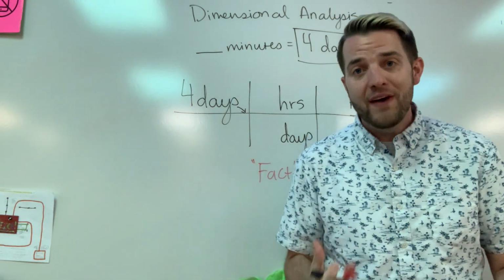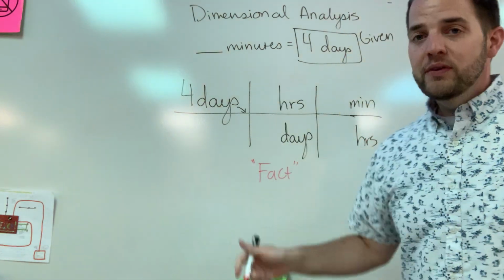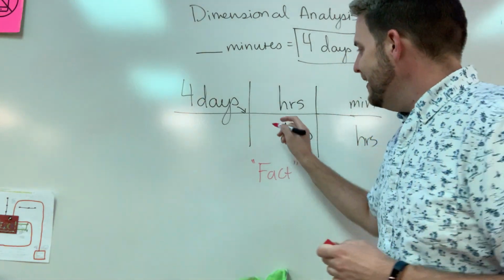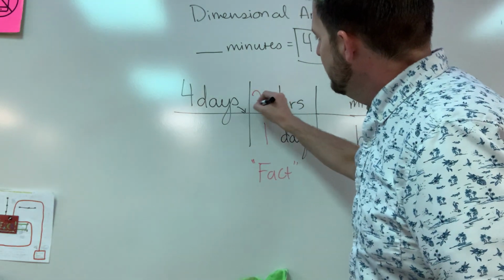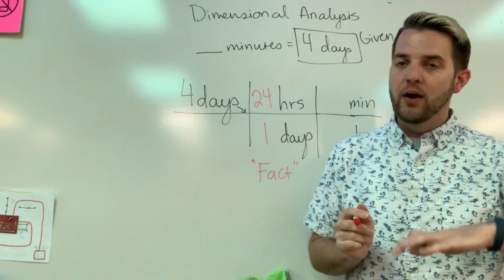Conversion factors need to be facts. They need to be true. So days to hours. The only relationship I know that exists there is that for every 1 day, there are 24 hours, okay? For every 1 day, there's 24 hours.